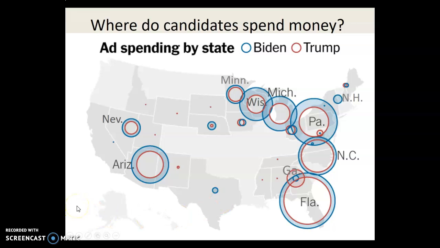So this kind of tells you how this electoral college business works. With that, we're going to stop this presentation. Check Canvas. There might be something there.